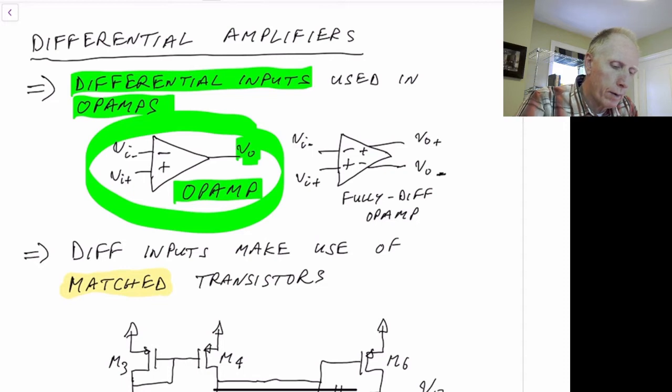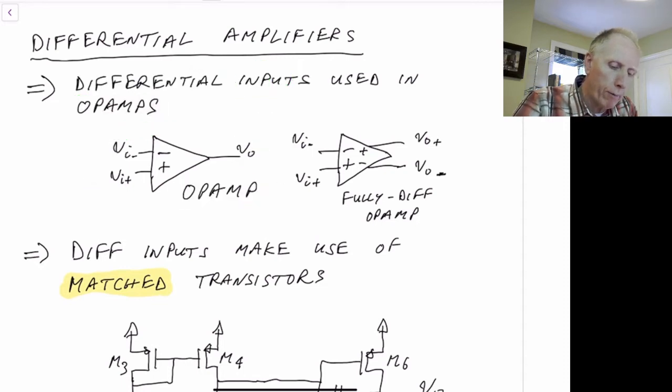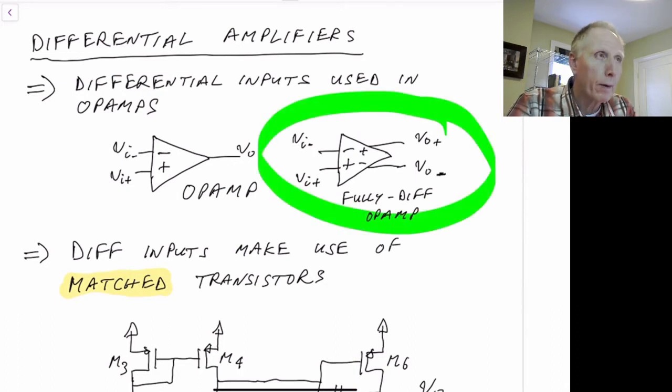On the right-hand side, we have a fully differential op-amp. In this case, we have a differential input and a differential output, and so this is considered a fully differential op-amp, and it would actually require some common mode feedback in order to guarantee that the output is also stable.